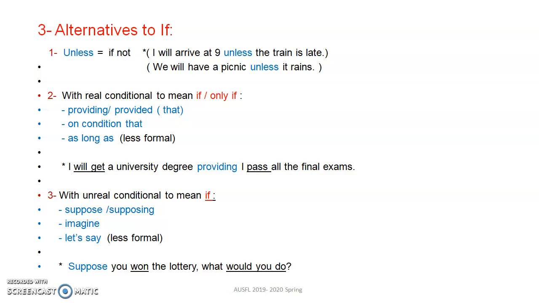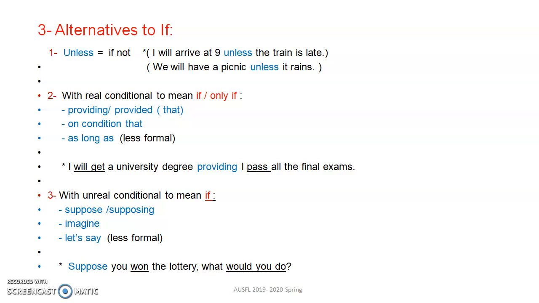With real conditional, to mean if or only if, we use the following structures: providing, provided that, on condition that, as long as, which is less formal. I'll get a university degree providing, or on condition that, or as long as I pass all the final exams.